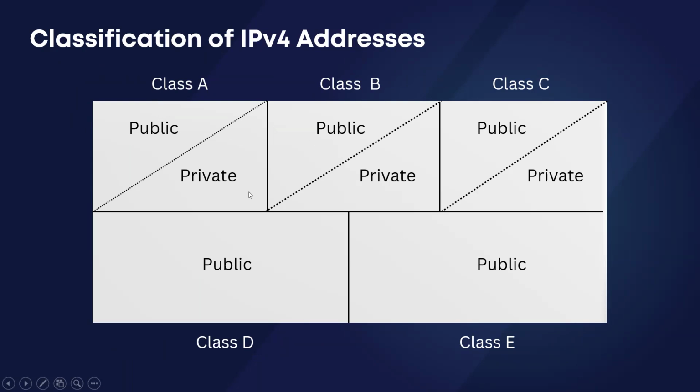So class A has public and private IPs in it. Class B has public and private IPs in it. Class C also has public and private IPs in it. Class D and Class E only have public IPs. There are no private IPs in them. Okay. So we're going to talk about what these public IPs are, what these private IPs are, what these classes are in the upcoming session, in tomorrow's session.